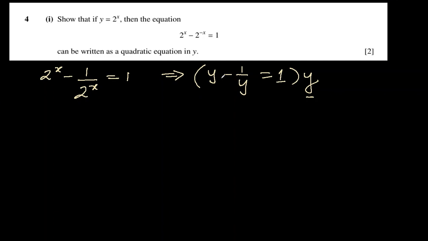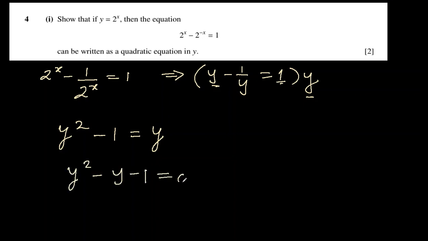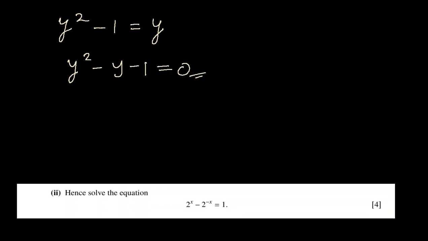So if I multiply y with y, it becomes y square. And minus 1 over y, when it multiplies with y, this y and y will get cancelled out. We'll be left with just minus 1. And then 1 multiplies with y gives us y. So let's put this y also on the left side. We are left with y square minus y minus 1 equal to 0, which is a quadratic equation in terms of y.